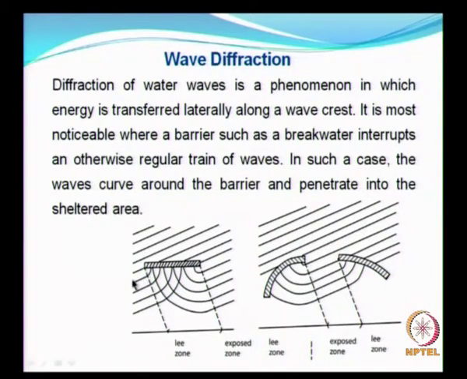When it meets this area, there will be an area with undisturbed wave crests. That is, the wave crest will be moving as it has been moving before being incident on the structure. But look at this shadow area.